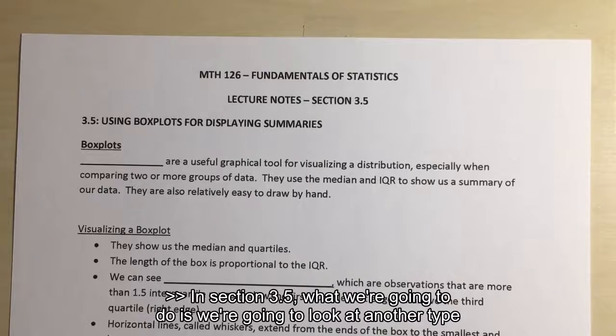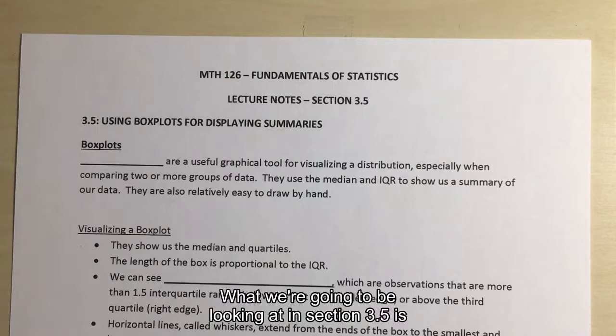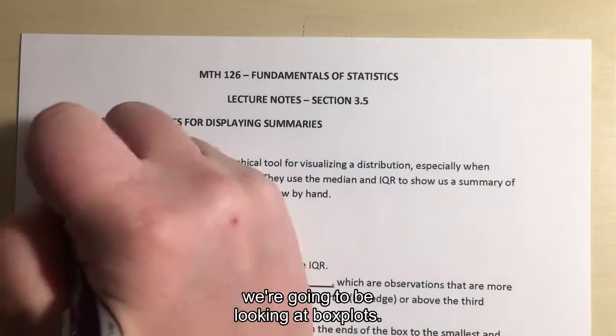So in section 3.5, what we're going to do is look at another type of graph or visual image to look at our data set and our distribution. What we're going to be looking at in section 3.5 is box plots.